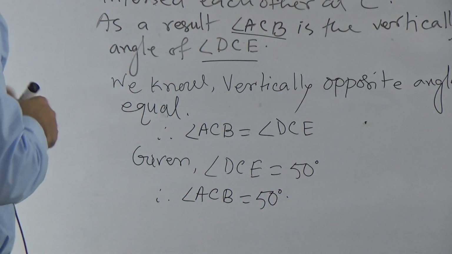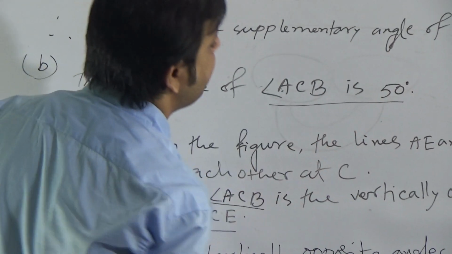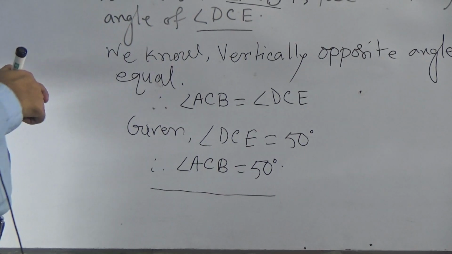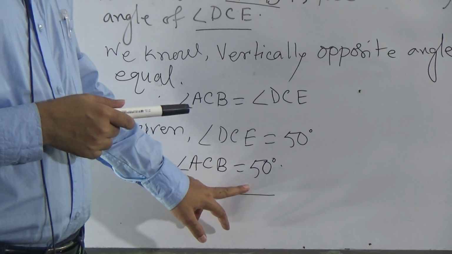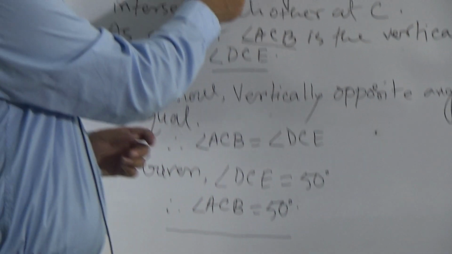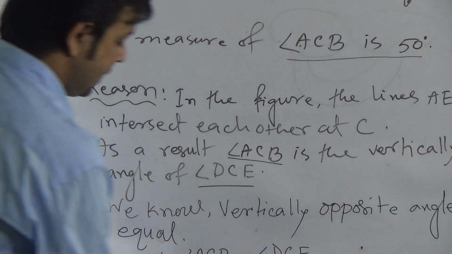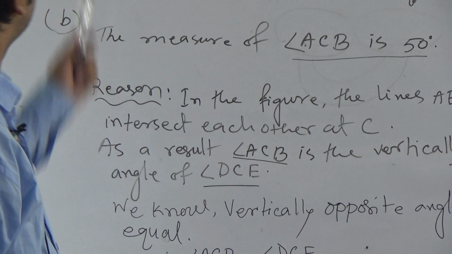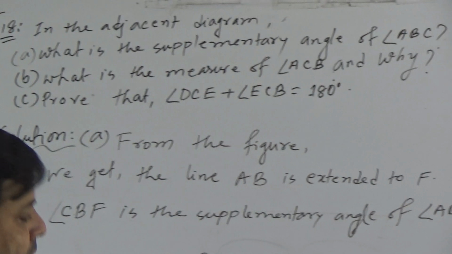Dear students, at first I have written the measure of angle ACB is 50 degree, and here I have shown from the figure angle ACB is 50 degree. So this is true. It means that I have determined the measure of angle ACB. It means question B is done. Now I have to solve question C.